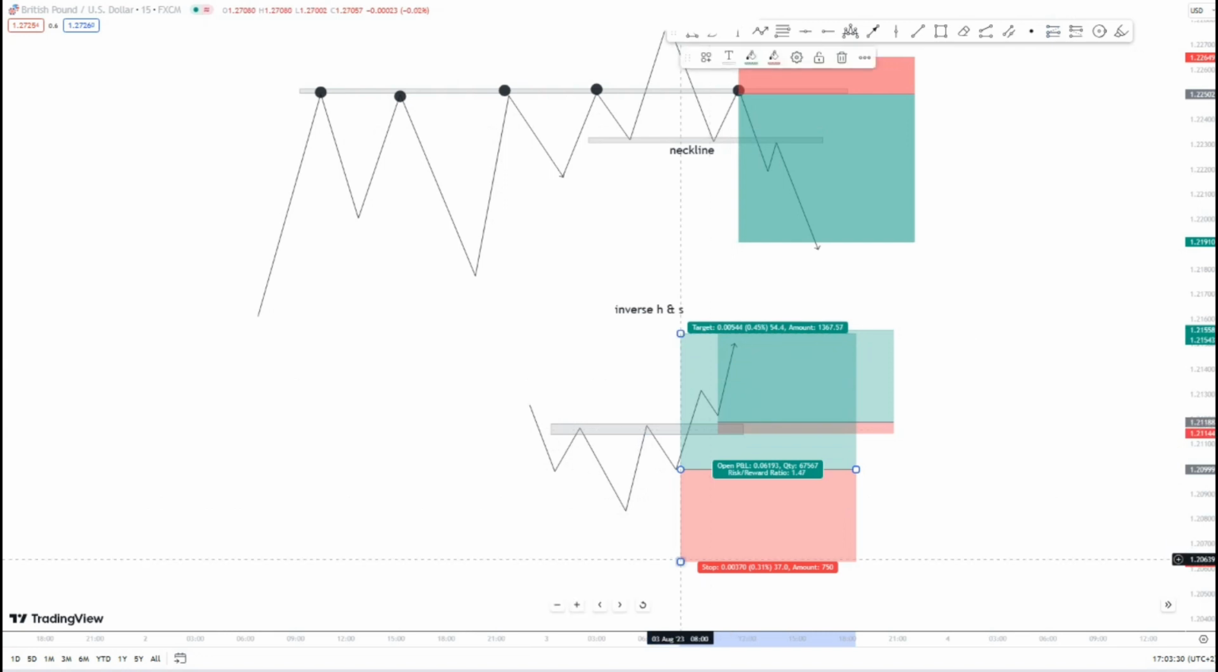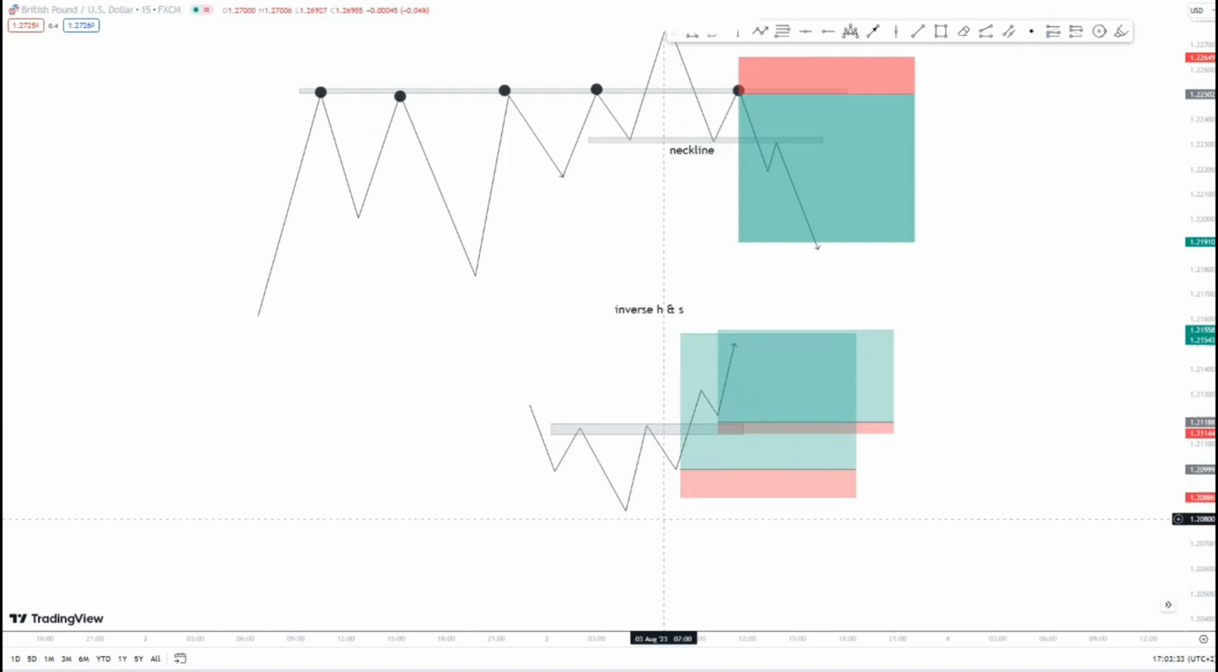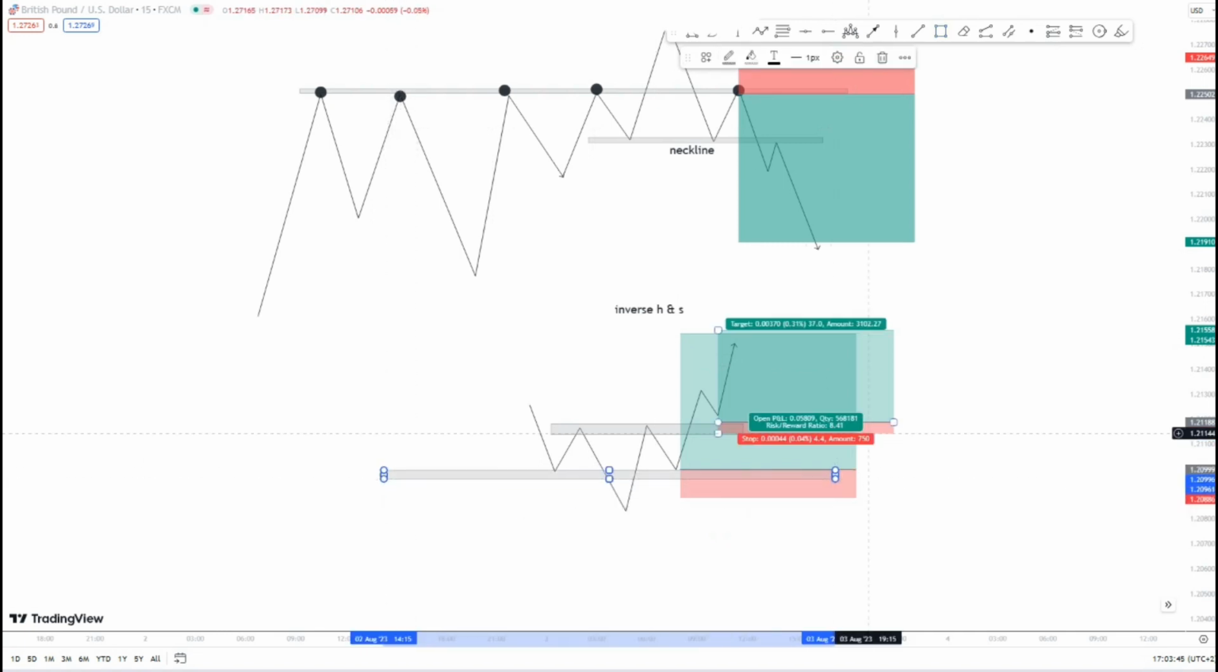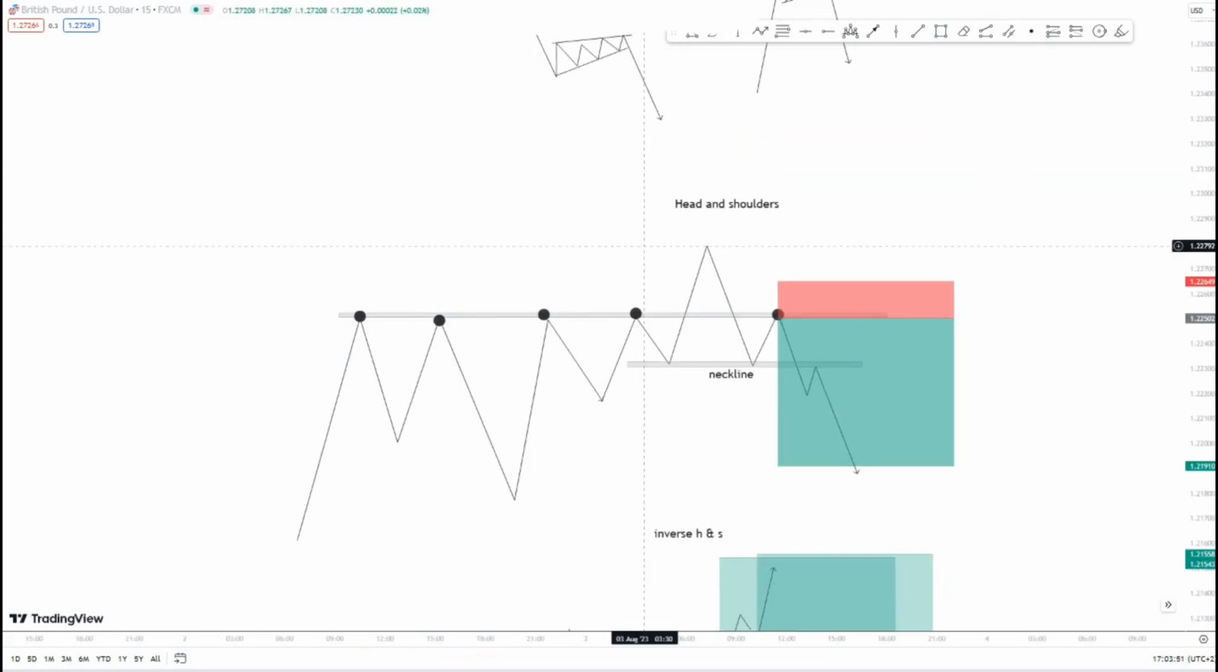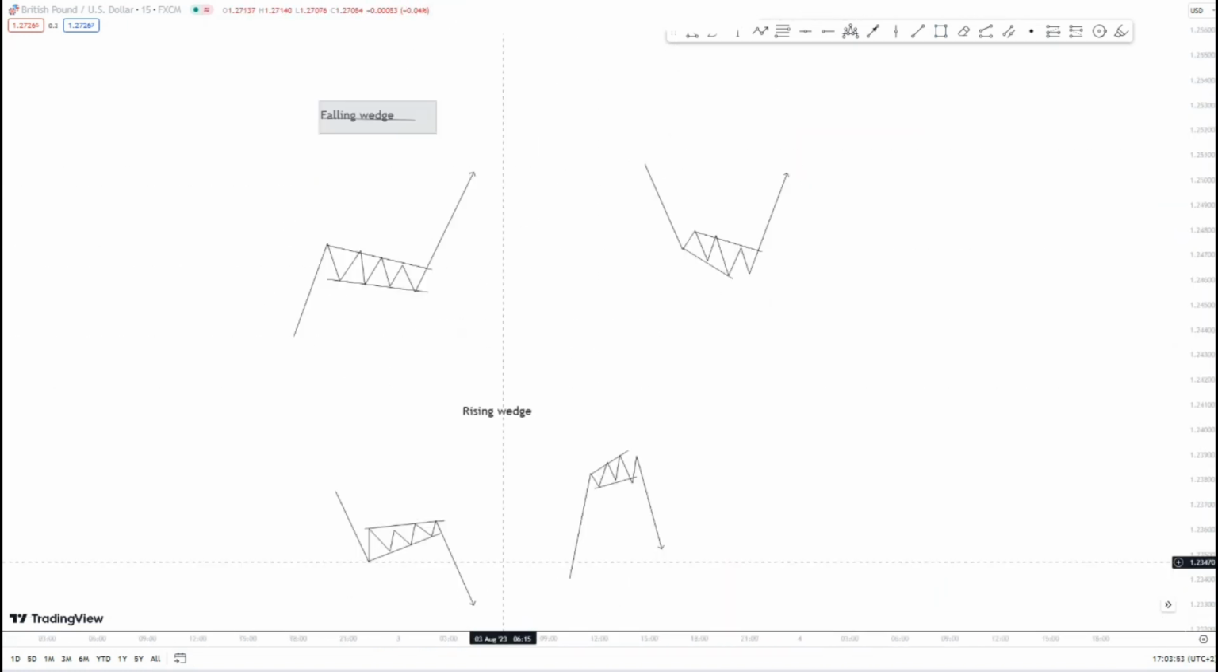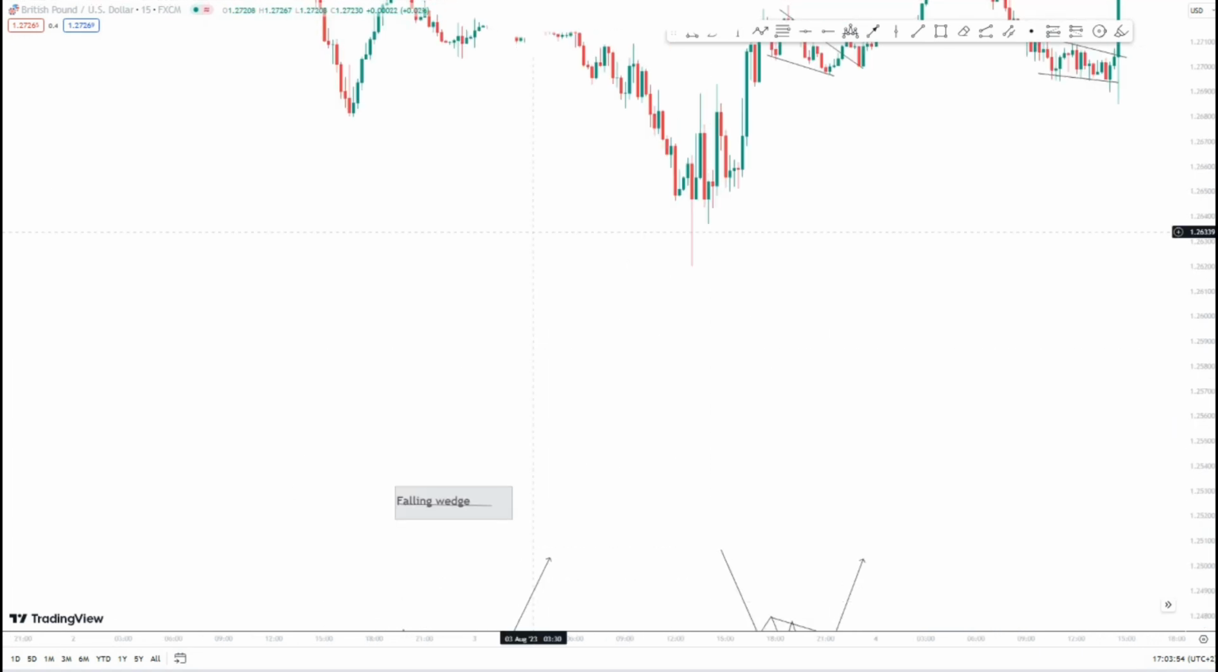But using what I've just showed you guys, you'll have your entries right here. But these patterns work if they go in accordance with your analysis. Your analysis must tell you that price is about to do something like this. So you must have your support level right here, and it's been tested like this example right here. So let me just show you guys the examples that I've prepared for you on the live chart.